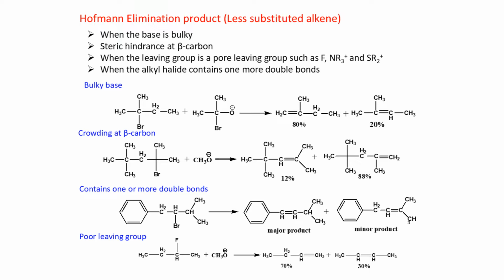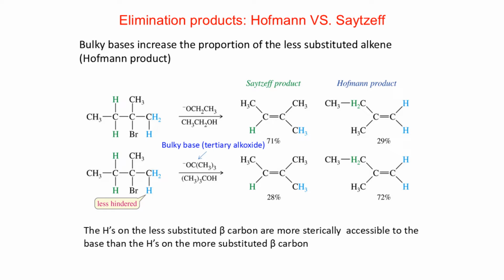Hofmann elimination produces the less substituted alkene, especially when the base is bulky or the leaving group is poor. This slide compares different scenarios leading to Hofmann products. Comparing Hofmann and Zaitsev products, bulky bases increase the proportion of the less substituted alkene. This slide highlights the steric accessibility of hydrogens on beta carbons.